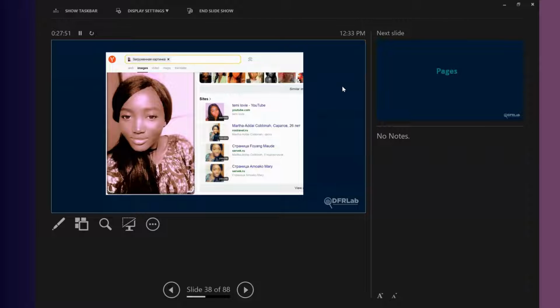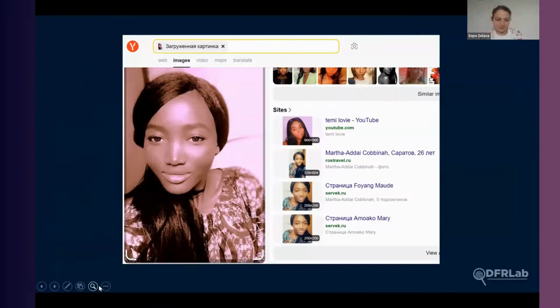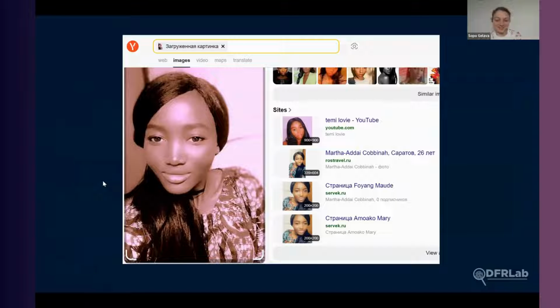Sorry, you have shared your presenter view, not the entire screen. Okay. Sorry for interrupting. Sure, thanks for saying that. Just a sec. Okay, it should be normal now. Yeah, it's perfect.